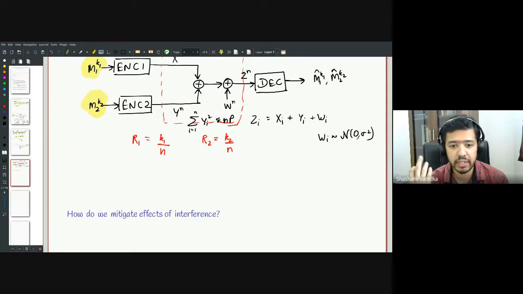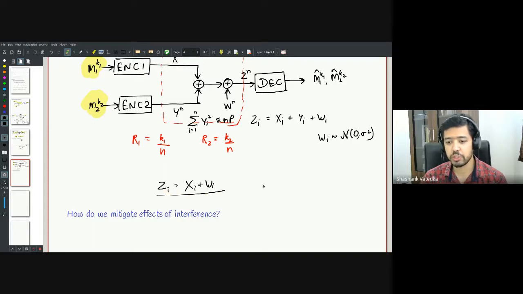So you know how to mitigate the effects of noise, right? If it was just Zi equal to Xi plus Wi, you already have a scheme. You know that there are channel codes which allow you to get to channel capacity, and you know what the channel capacity is. So in this kind of channel, just the AWGN channel, Zn equal to Xn plus Wn, what is the maximum rate of reliable communication? Do you recall from your information theory course?